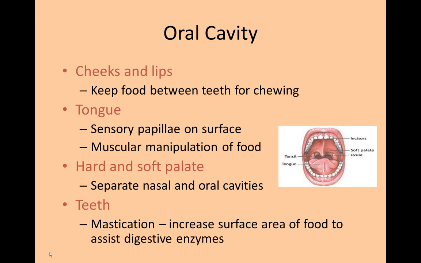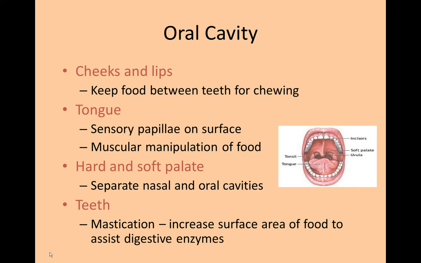And then we need to make sure that food doesn't get into our nasal cavity, so we've got the hard palate and soft palate, which form the roof of your oral cavity. The hard palate contains bone, and that would be your maxillary bones and your palatine bones. And the soft palate does not contain bone, but both the hard and soft palate are the roof of your mouth, which separate the nasal and oral cavities.